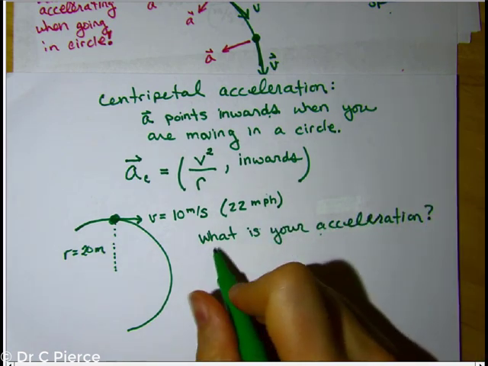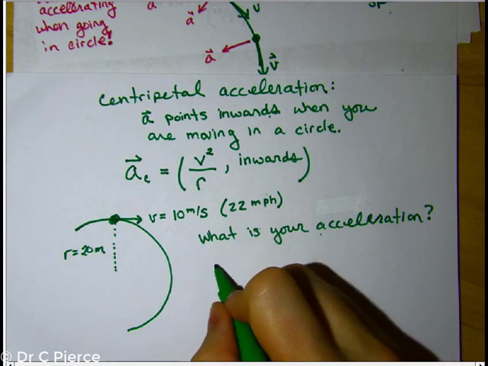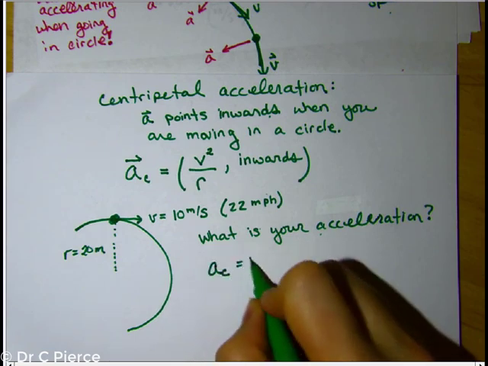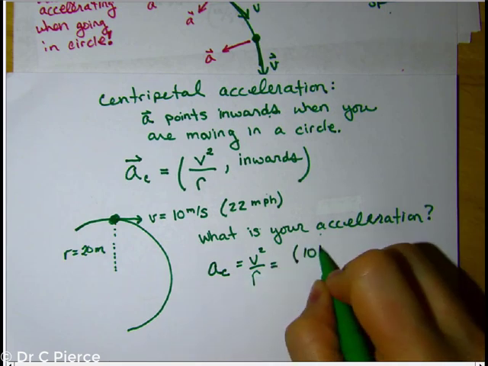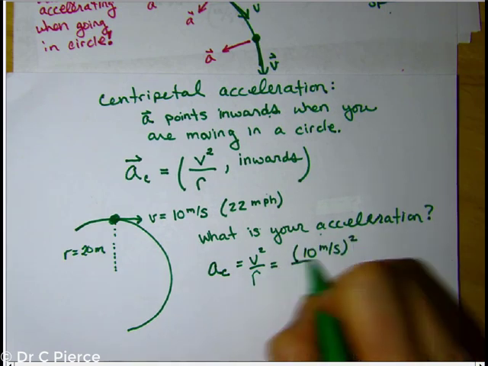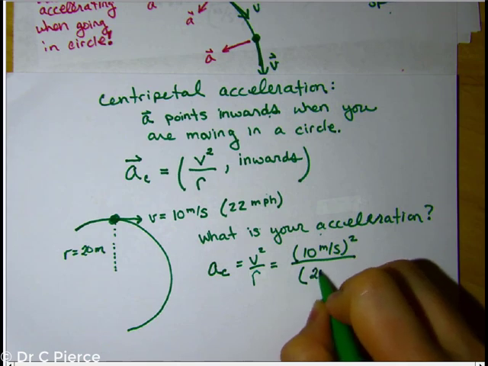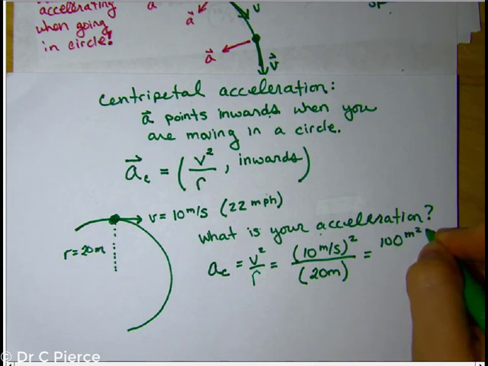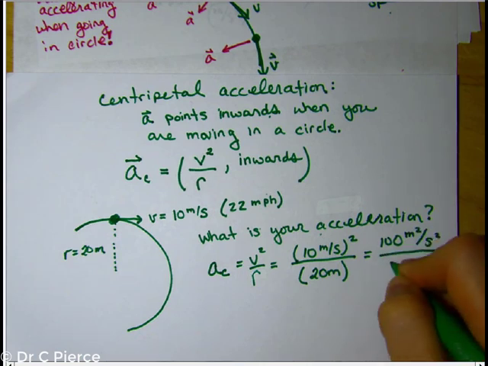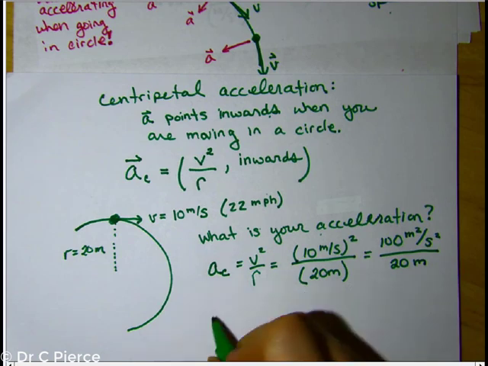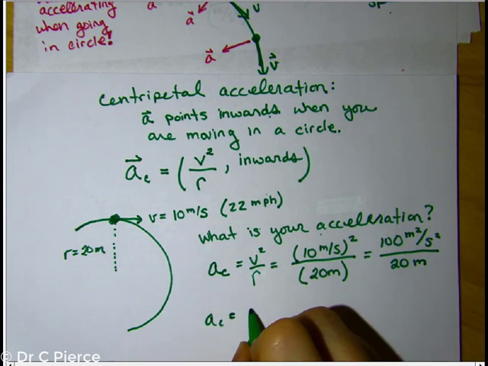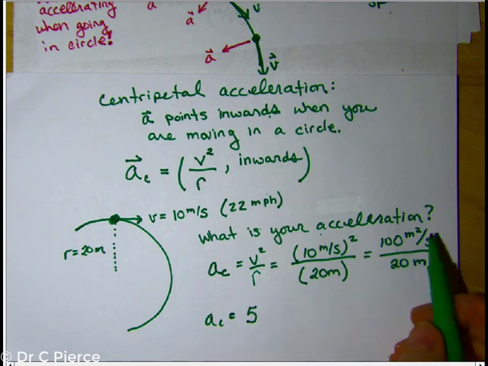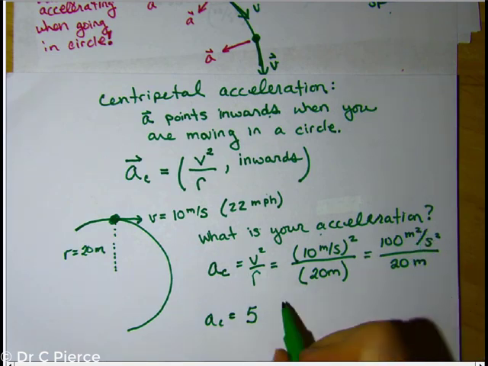So since we're moving in a circle, we can use this equation. AC is equal to v squared over r, 10 meters per second, we're going to square that, divided by r of 20 meters. So we get 100 meters squared per second squared, divided by 20 meters. So we end up with a value of 5, and then there's a meter squared in the numerator. But one of them will get canceled out by this one right here. So we'll just end up with meters per second squared.